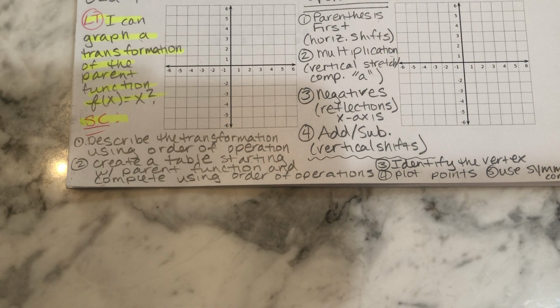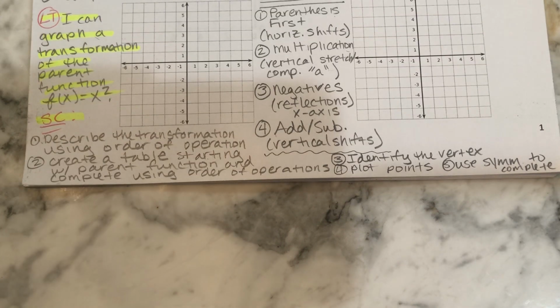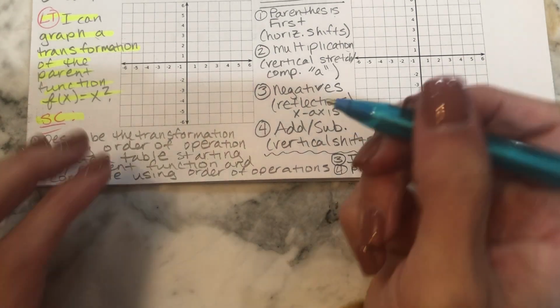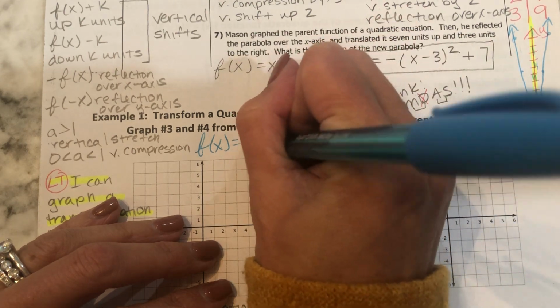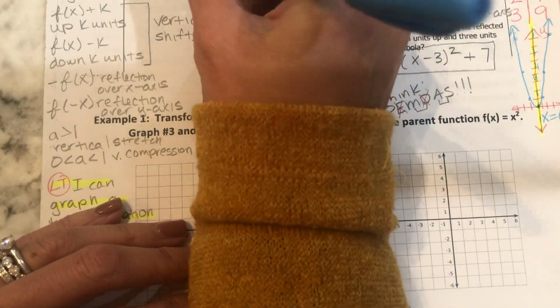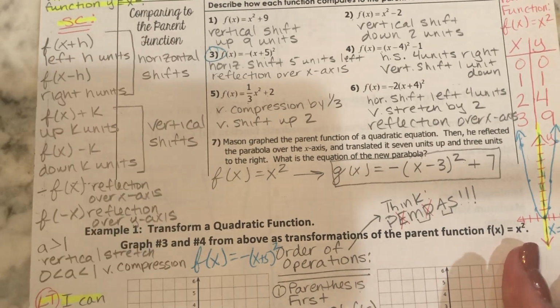All right, let's try one of these. So let's look at example 1 here. It says transform a quadratic function. So we're starting with our parent function, x squared, and we're going to see what happens as it's transformed. So we're going to try number 3 from above here. f of x equals negative (x plus 5) squared.